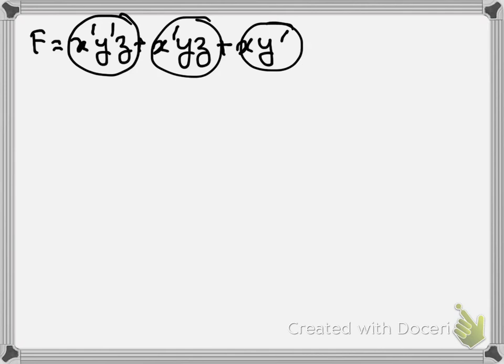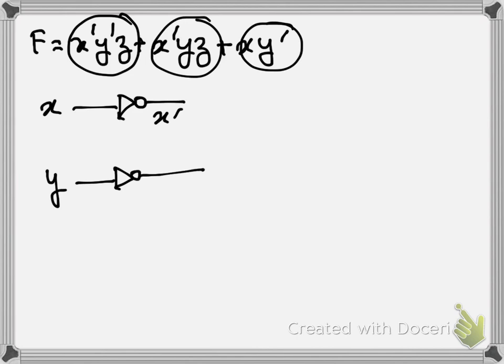Okay, for each term I'm going to use a gate, and each literal would be an input to the gate. If x is the input, I'm going to pass it through an inverter, so what I get here is x dash. Now y, I also need y dash, so y also I'm passing through an inverter. Z, I don't need the term z dash, so I'm not using an inverter. Now let's see how we can combine.